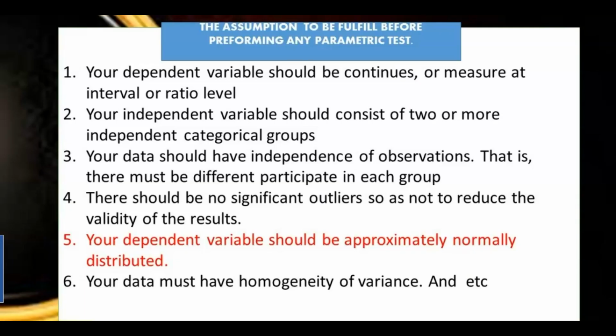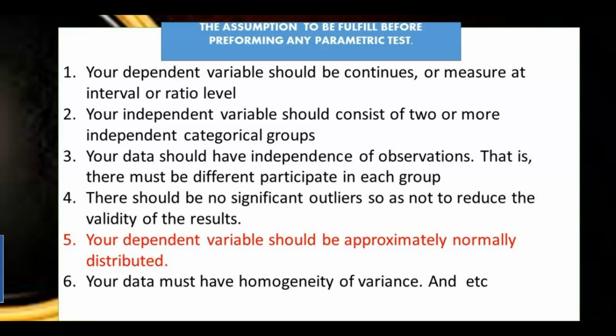So like I said, there is a basic theory behind the normality test of our data. There is an assumption to be fulfilled before any parametric or non-parametric test will be done. One of the assumptions is that your dependent variable should be continuous, or measured at interval or ratio level. Two, your independent variable should consist of two or more independent category groups.